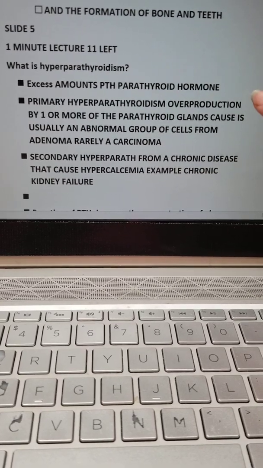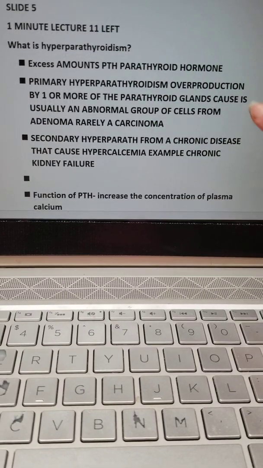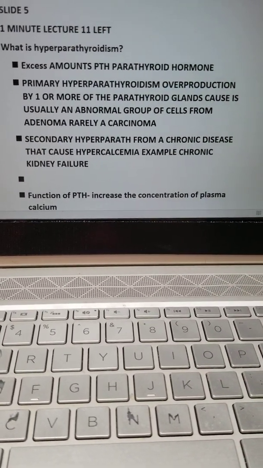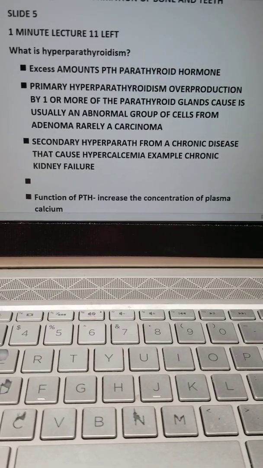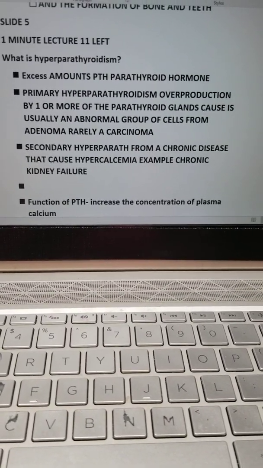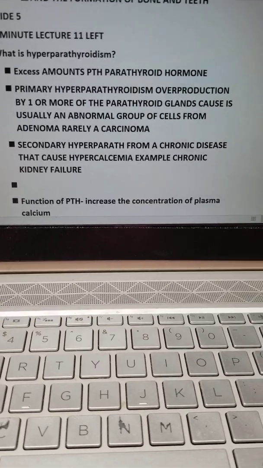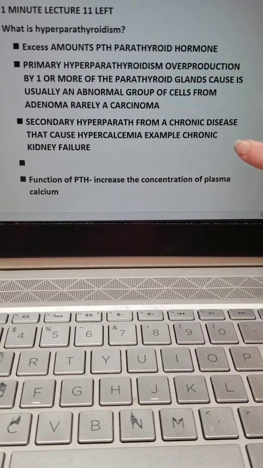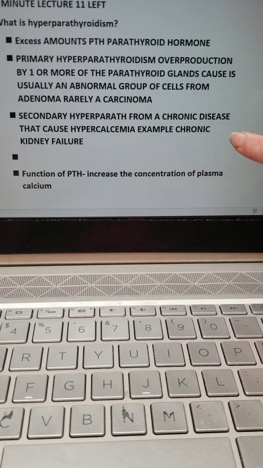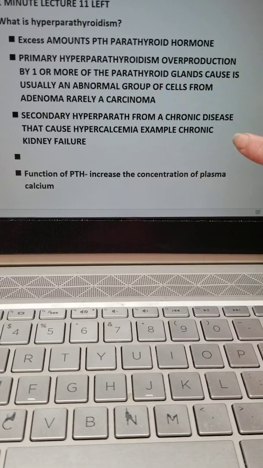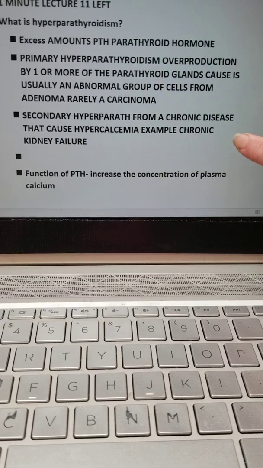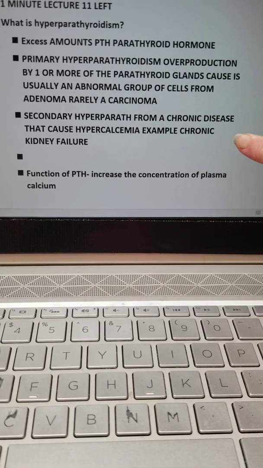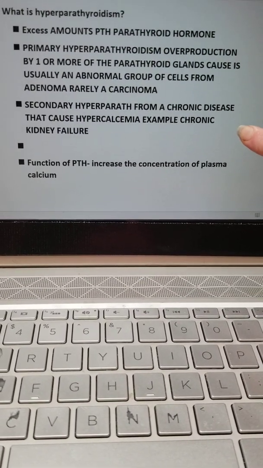What is hyperparathyroidism? Hyperparathyroidism is excess amounts of PTH, parathyroid hormone. Primary hyperparathyroidism is overproduction by one or more of the parathyroid glands, which is usually caused by an abnormal group of cells from an adenoma, rarely a carcinoma.